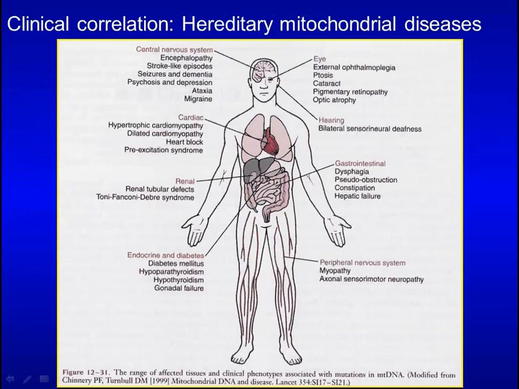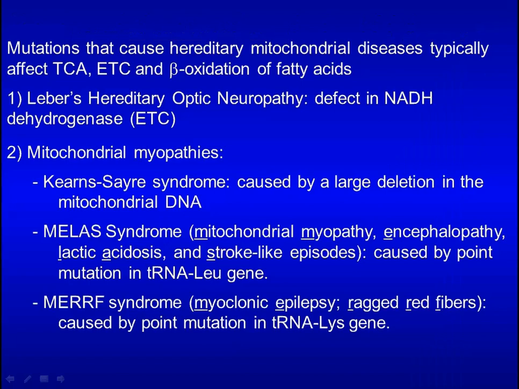Mutations in mitochondrial genes typically reduce ATP production, and hereditary mitochondrial diseases have a global impact on the body. The tissues most sensitive to mitochondrial mutations are highly aerobic tissues, such as nerves and cardiac muscle. Mutations that cause hereditary mitochondrial disease typically affect the TCA cycle, electron transport chain, and beta oxidation either directly or indirectly.